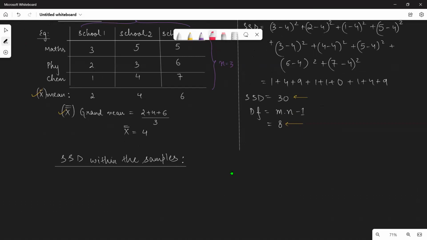You have to calculate within. I told you within means what? Within school 1 or within school 2 or within school 3, like that. Okay, we are not doing anything between them, within the samples only. So let's say if I'm considering sample 1 or school 1, I have to subtract 3 minus its mean, then 2 minus its mean, then 1 minus its mean.